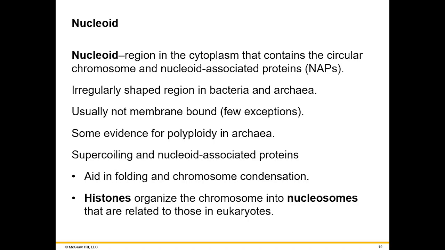Now, the nucleoid region also has supercoiling and nucleoid-associated proteins. The supercoiling is a mechanism to assist in folding and chromosome condensation so that it becomes well packaged and doesn't tangle inside the cell. They also have histones that organize their chromosome into nucleosomes, quite similar to eukaryotic histones. The histones are actually a characteristic of eukaryotes rather than prokaryotes, and we find them in Archaea.